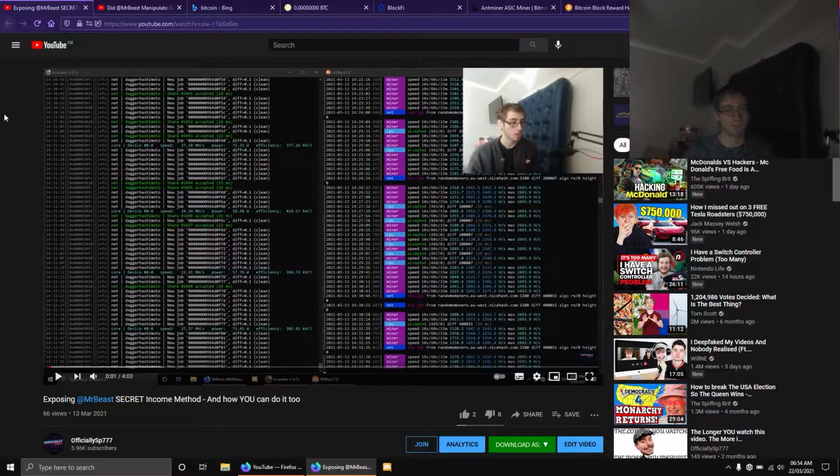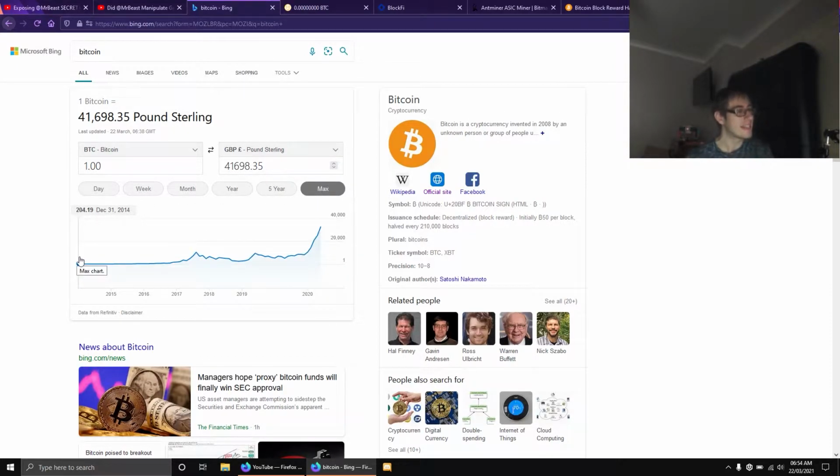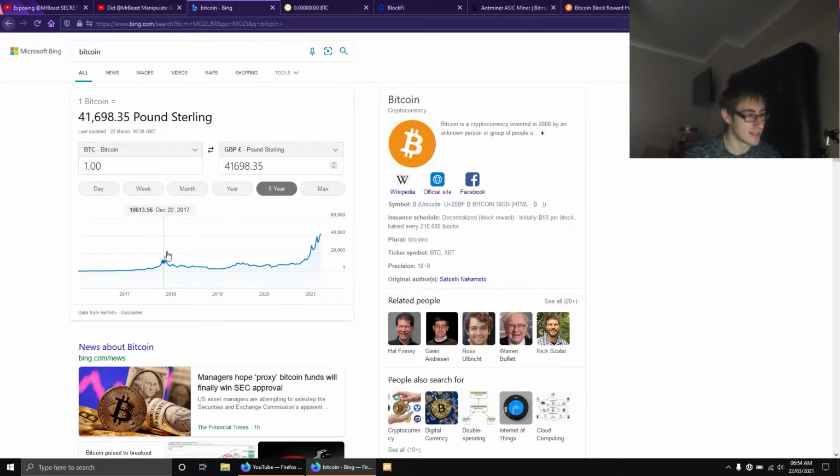What is Bitcoin? Well, I'm going to explain to you. Bitcoin is a cryptocurrency. It started off basically worth pennies back in the day. This graph doesn't go back far enough, but it is now worth 41K. So, yeah, a little bit crazy. You can see why people have adopted it. It did hit a peak back in 2017, but things have died down.